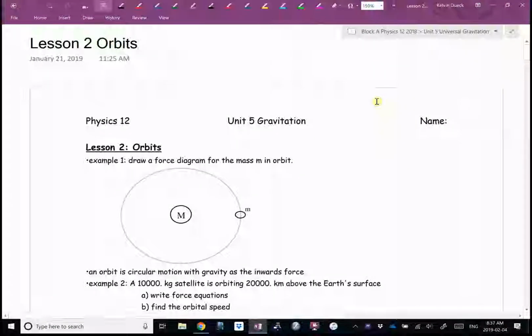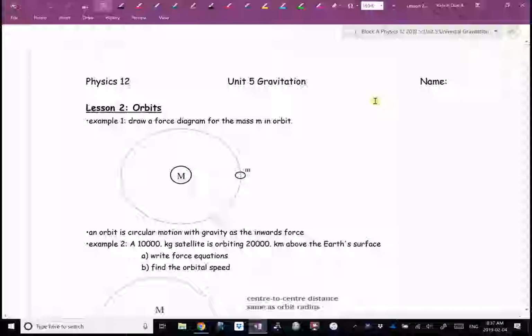Example 1, lesson 2, orbits. Example 1 says this: draw a force diagram for the mass little m in orbit. How about we'll make it the moon, and here's the Earth. What are the forces acting on it?